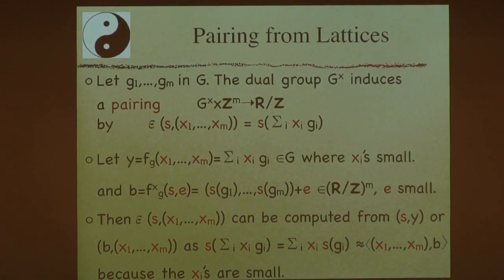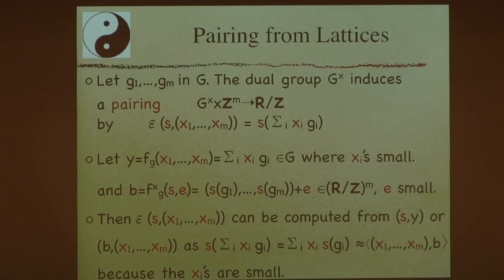So let's pick again m group elements g_i in the group. Remember the dual group G cross. And this is the pairing I'm going to consider. The first input is a character. The second input is an integer vector. And what am I doing? I'm evaluating the character at this group element, which is the linear combination of the g_i. So you can easily check by definition that this is a pairing. It's bilinear in both coordinates.